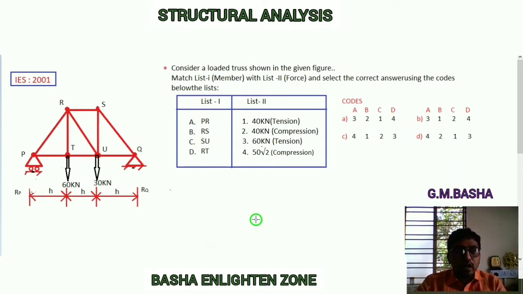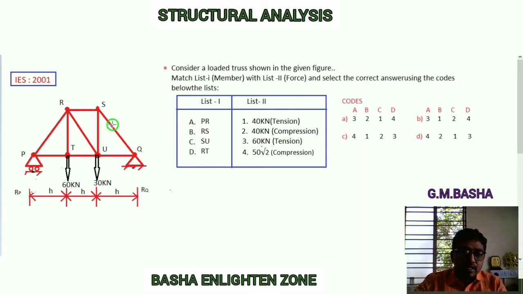In this lecture, I would like to show some more examples based on the trusses which was given in previous IS examination. So here our today's problem is: consider a loaded truss shown in the given figure. Match list 1, these are the list 1 members given as PR, RS, SU and RT, with the list 2 forces induced, that is given as 40 kilonewton tension, 40 kilonewton compression, 60 kilonewton tension and 50 root 2 compression, and select the correct answer using the codes in the below list.